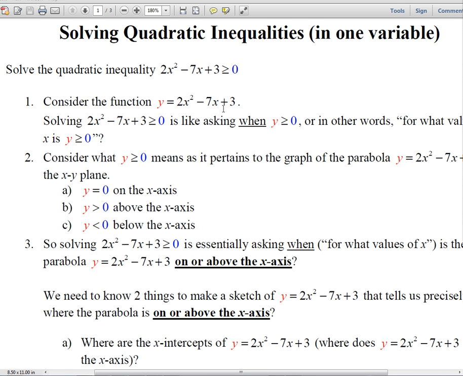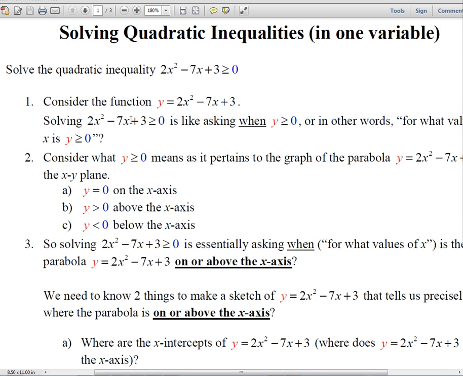If we want to sketch a graph of that, all we want to know is where on the graph does it fit what the inequality is asking. But what is it asking? Now think about this. Solving the inequality 2x squared minus 7x plus 3 is like asking the question, when are the y values that it calculates greater than or equal to 0, right?